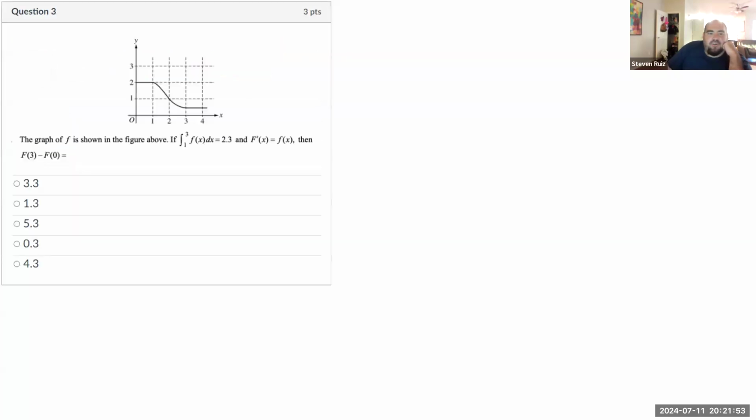The graph of f is shown in the figure above. If the integral from 1 to 3 of f of x is 2.3, and F prime of x equals f of x, then what is F of 3 minus F of 0? Okay, so a few ways to go at this. Here's the first way I'm thinking of.